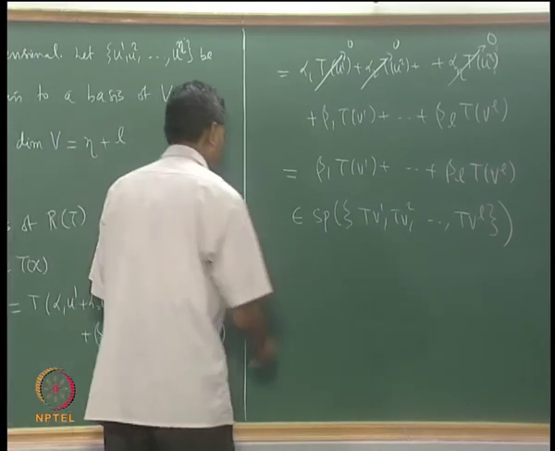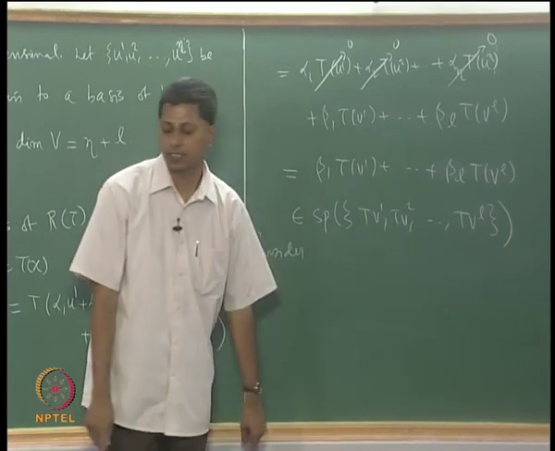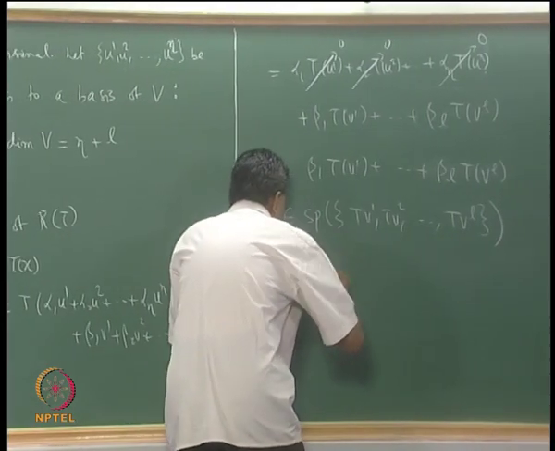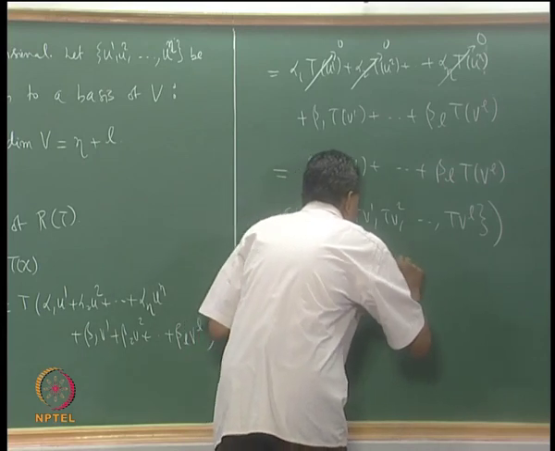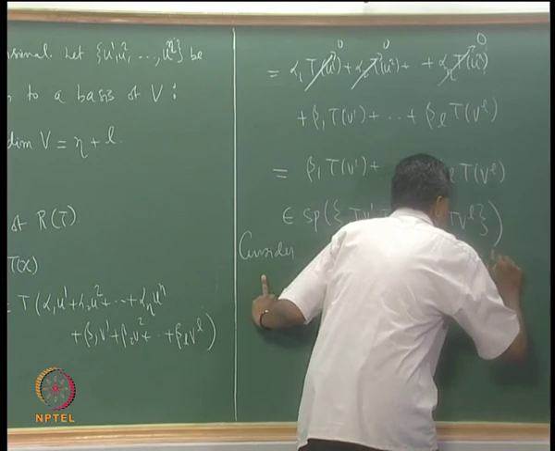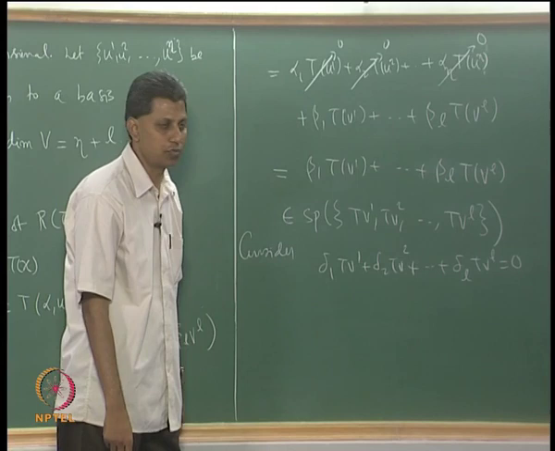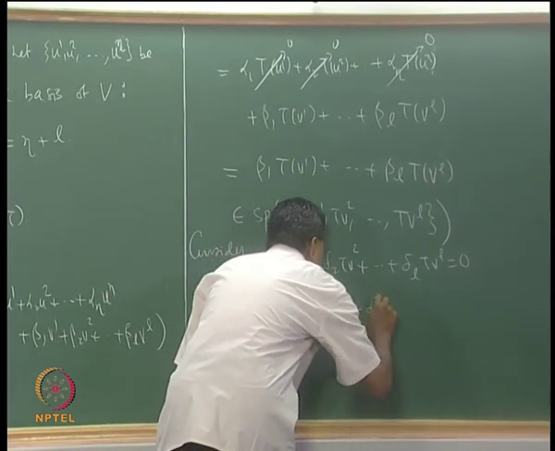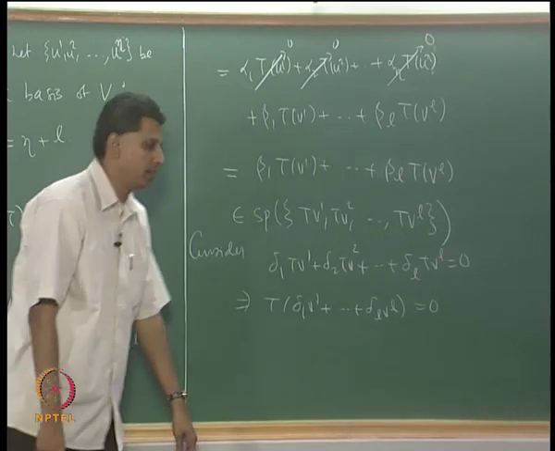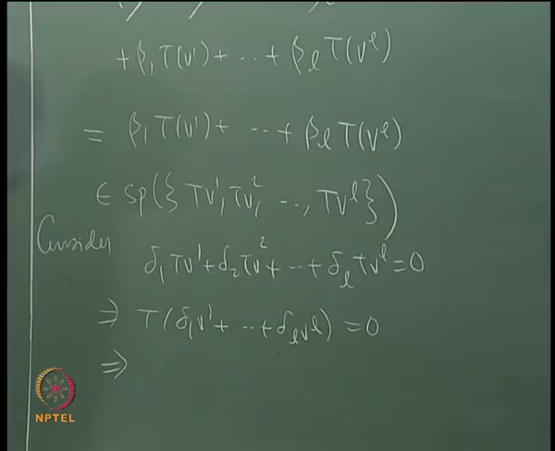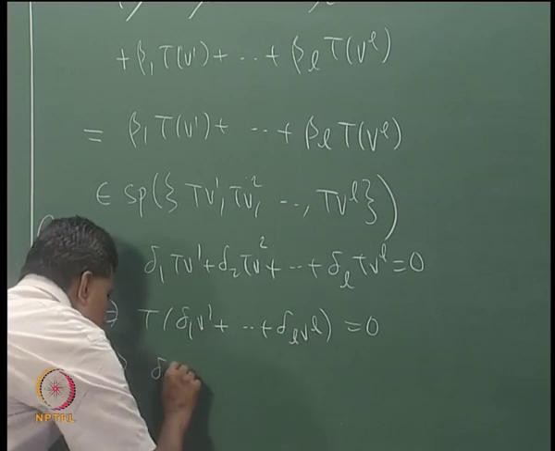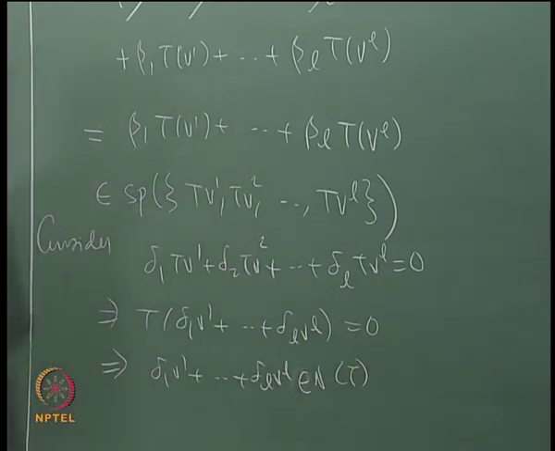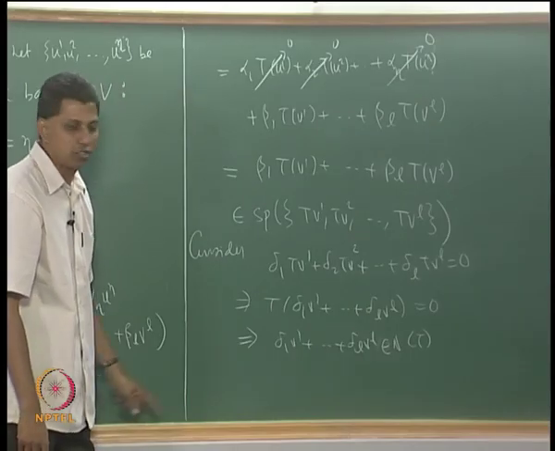Next, linear independence. So let us consider a linear combination of T v1, T v2, etc. T v l, equate that to 0, and show that each coefficient is 0. So let us consider delta 1 T v1 plus delta 2 T v2 plus etc. plus delta l T v l. Suppose this is 0, I must show that each of the scalars is 0. Use the fact that T is linear, so this means T of delta 1 v1 etc. delta l v l is 0. This means this vector, delta 1 v1 etc. delta l v l, belongs to the null space of T. The null space of T is spanned by u1, u2, etc.